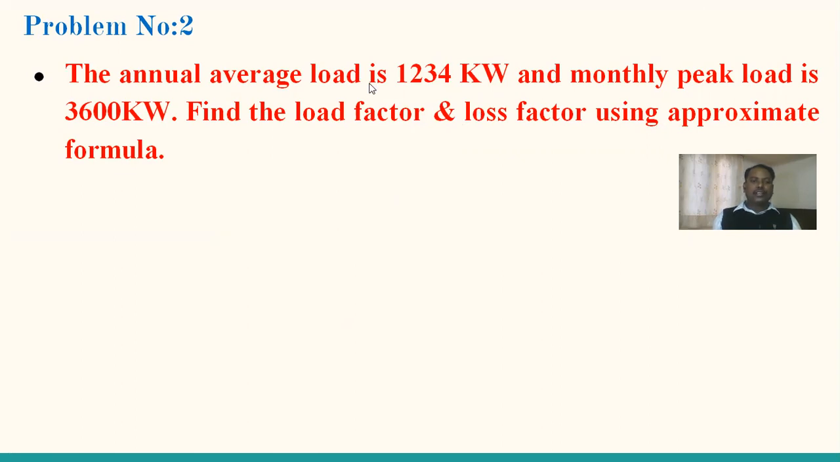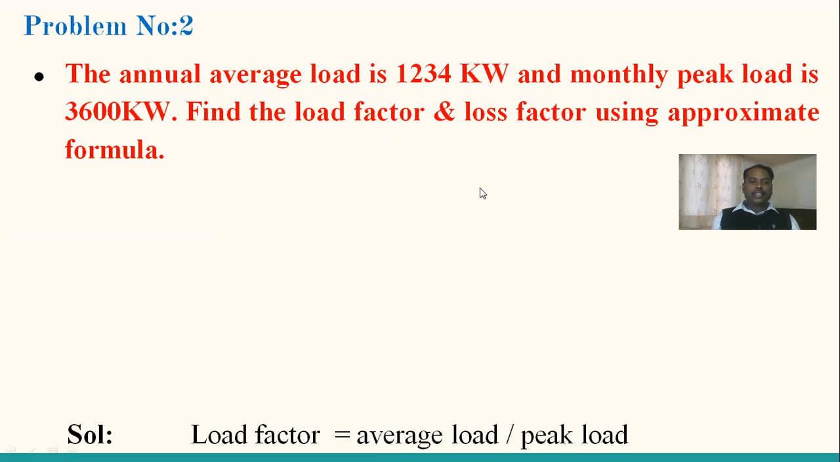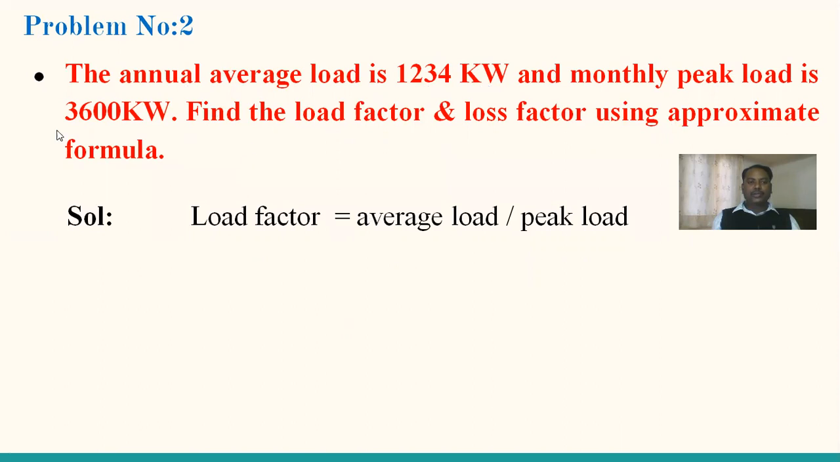The annual average load is 1234 kilowatts and the peak load is also given. He asked to calculate the load factor and loss factor. Once the load factor is calculated, there is an approximate relation between the load factor and loss factor, so you can easily calculate the loss factor also. Let us proceed for the solution and write the formula for load factor. Load factor is equal to average load by peak load.